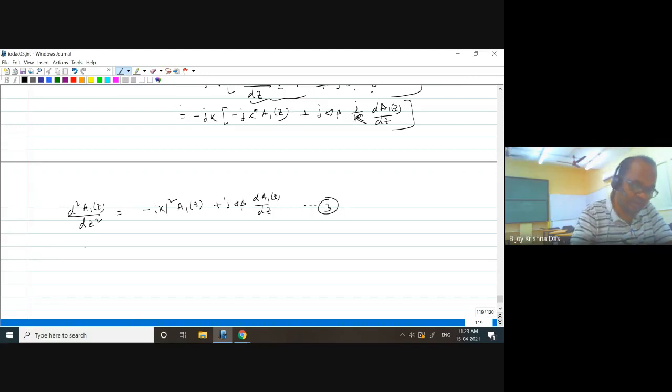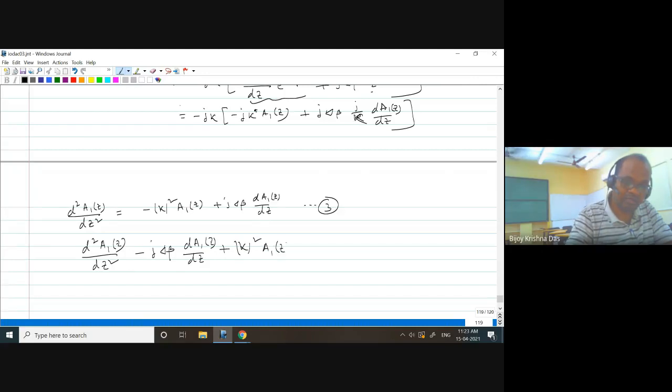So you just modify a little bit here: d2A1(z)/dz2, you can write minus j delta beta dA1(z)/dz plus kappa square A1(z) equal to 0. So this is your equation 4. This equation you can easily solve. Delta beta is constant, this thing is constant. This second order differential equation is easy to solve. I'm not going into the exact process of solution because you have done this from school level, so I will just be writing the final equation.